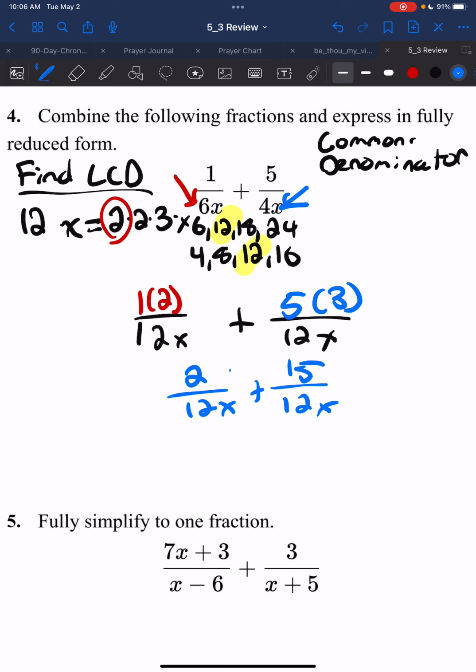Now I just add the tops. You do not add the bottoms. The bottoms tell you that you can go together. So 17 over 12x is going to be my final answer. Okay.